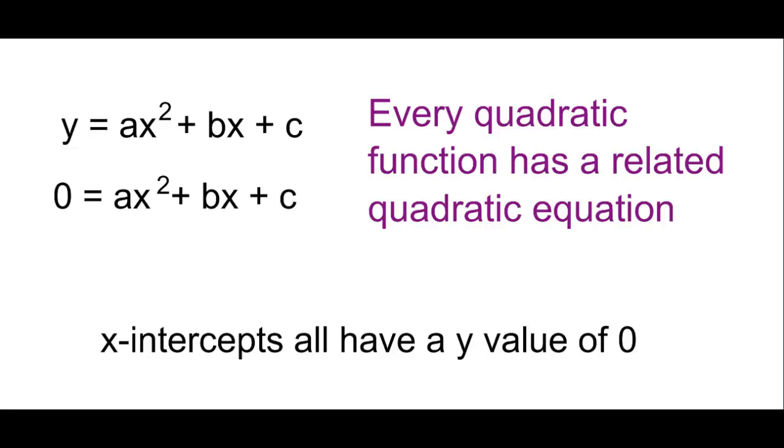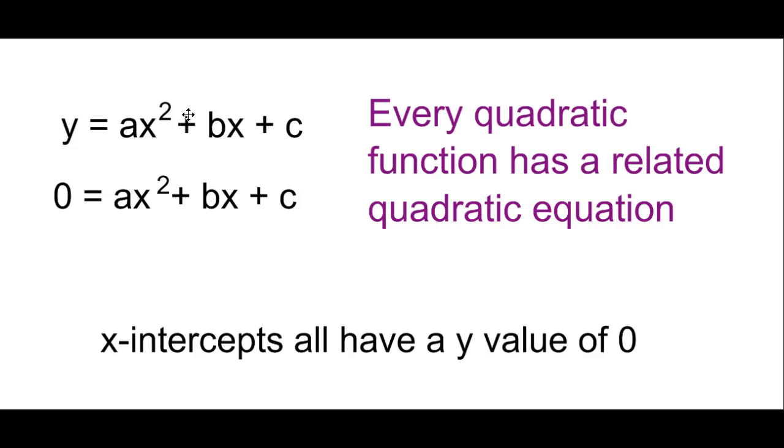Okay? Now every quadratic function has a related quadratic equation. Notice these two right here. What did I change? The y has turned into a 0. This is an equation. This would be something I can graph because it's got two variables, the x and the y. And this would just be an equation I could solve. I can solve this quadratic equation by graphing this quadratic function.